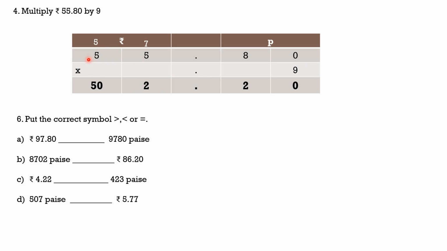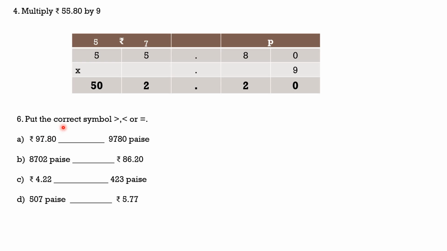9 5s are 45 plus 5, 50. And bring the point down after counting two numbers. Here there are two numbers, so we count two numbers, 1 and 2. And bring the point here down. So the final answer is 502.20 paise.